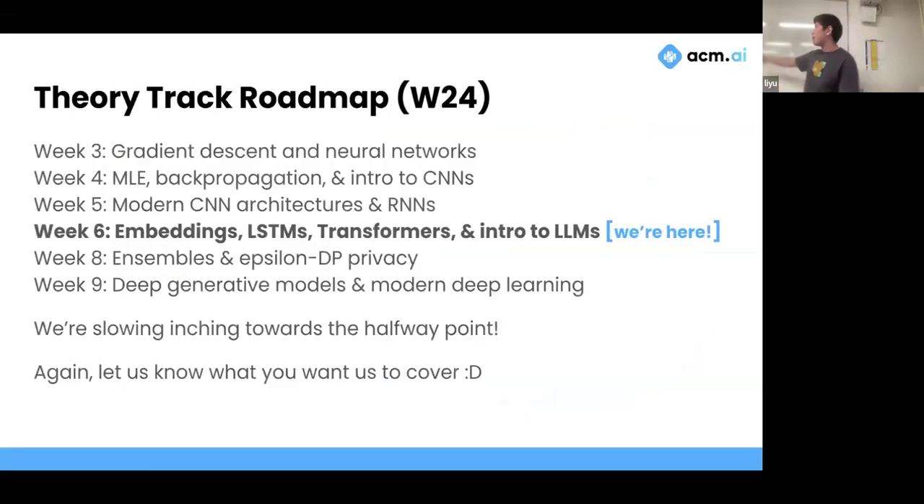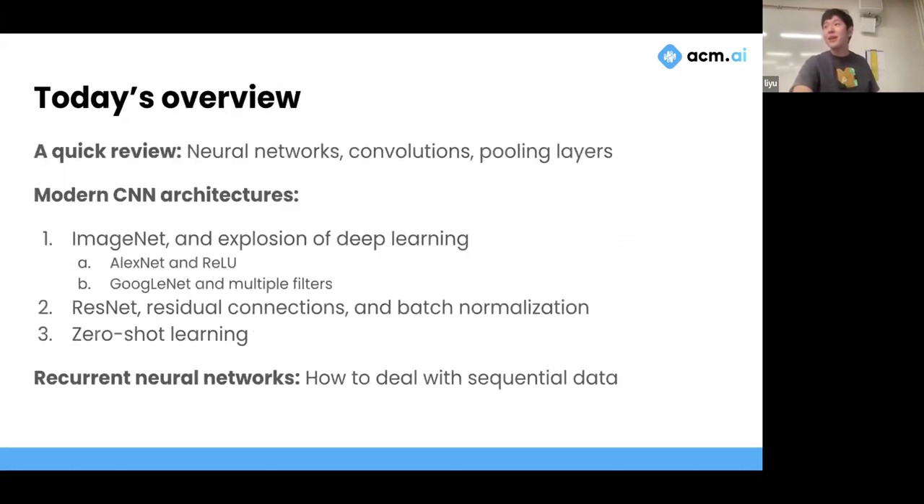This is the roadmap that we have been following for Theory Track, and we're currently here in week 6. Next week is going to be President's Day, so we're not going to have a workshop. But on week 8, we're going to have another special session, where we're going to talk about ensembles and epsilon differential privacy. And in week 9, we're going to talk about deep generative models and modern deep learning. Again, let us know if there's anything you want us to cover, and we will very happily add it.